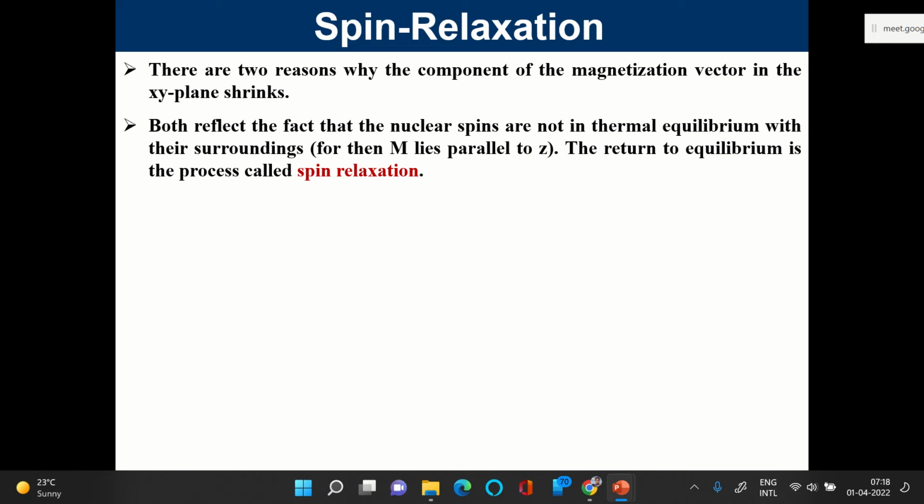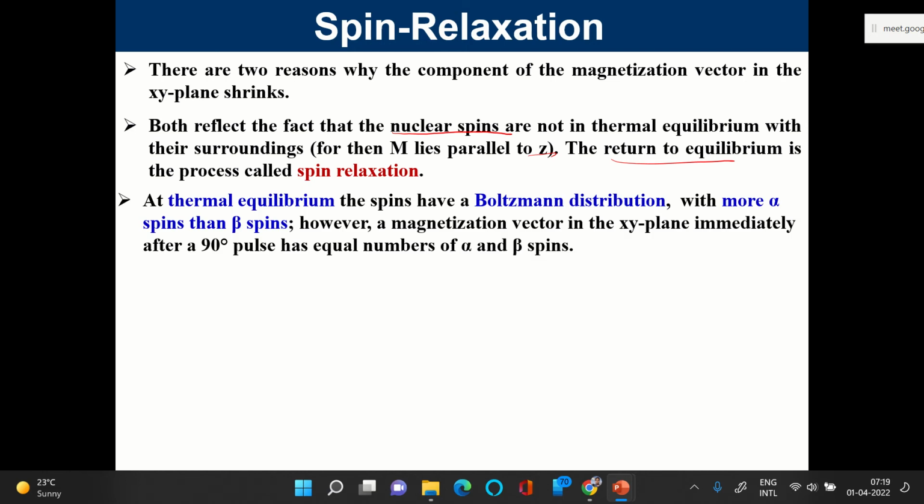So in absence of that radio frequency, the magnetization vector was along z, so there will be a tendency to return back to that situation. Okay, so that is called spin relaxation. That was the normal situation when you had a static field B naught in absence of radio frequency. So that is what they will try to get back to, that thermal equilibrium situation, once the pulse is gone.